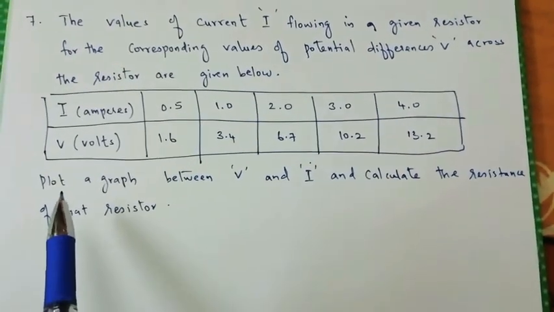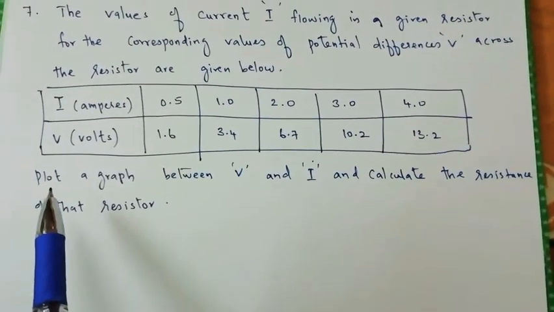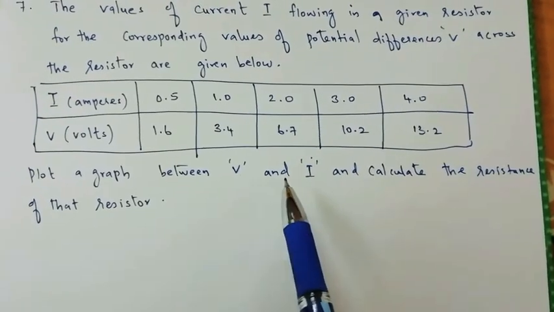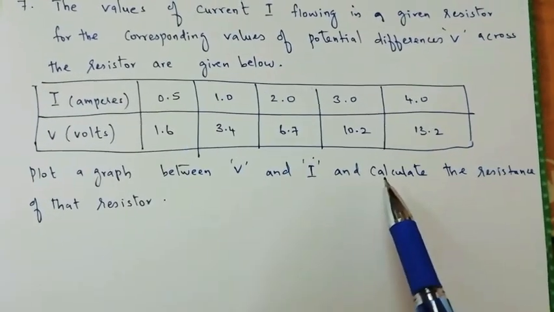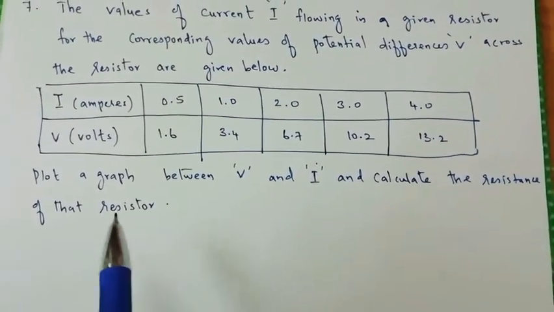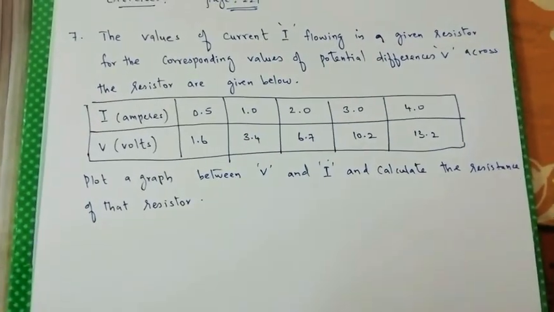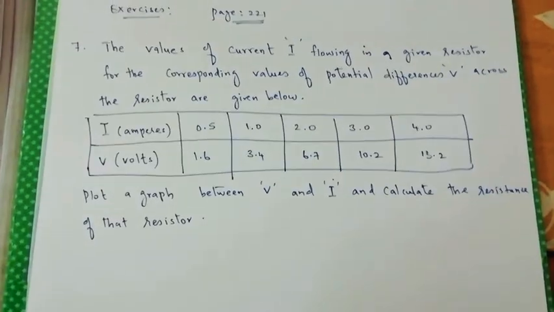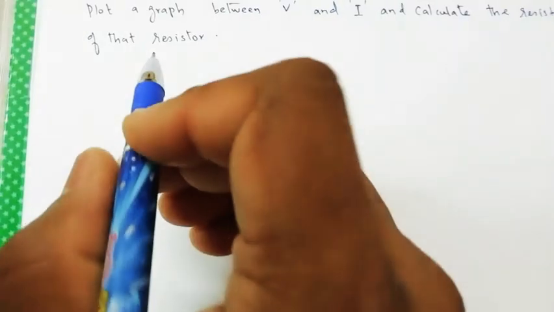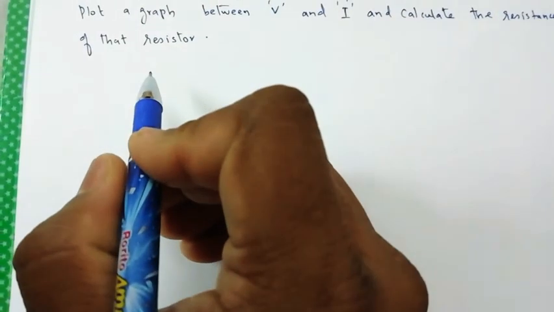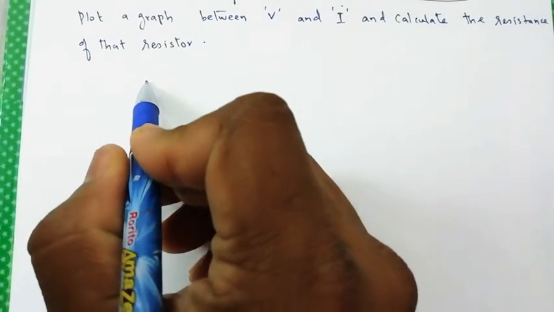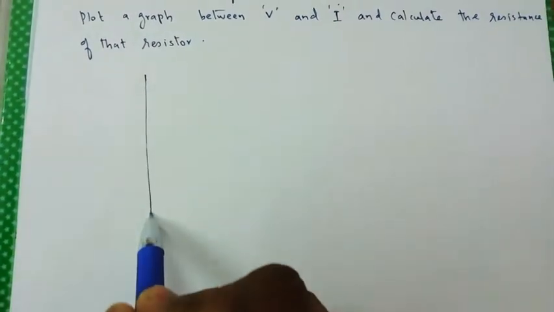So what you are asked to do is you should plot a graph between V and I, and also you should calculate the resistance of that resistor. Okay, let's try to do how this can be solved. Let's plot a graph between volt and current.